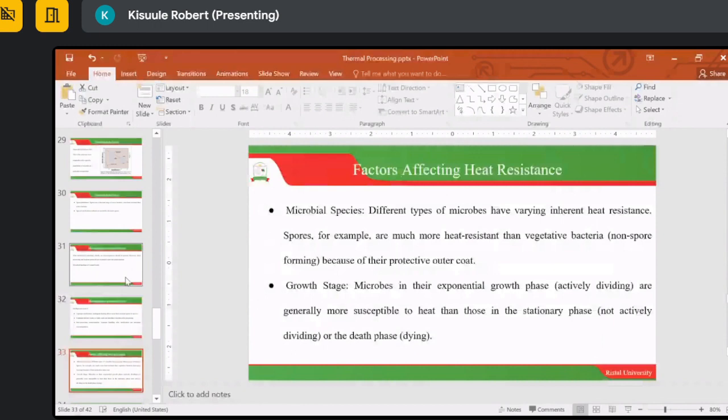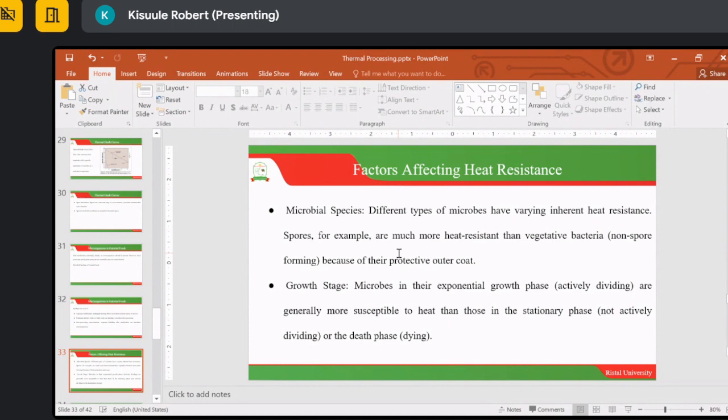What are the other factors that affect heat resistance? One, we have the species, like we had seen. Different types of microbes have varying inherent heat resistance. For example, spores are much more resistant than vegetative bacteria, or those that are non-resistant, and this is because of the protective outer coat that spores have, which helps them be more resistant to those high environmental conditions.